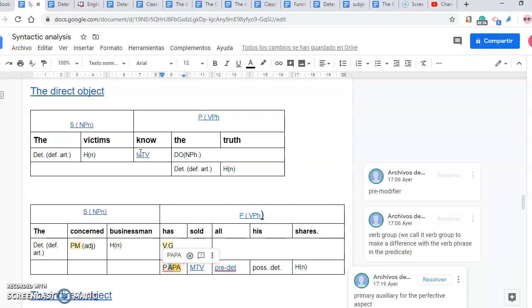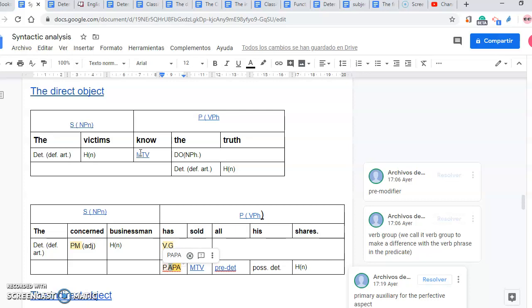How do we know that this is the direct object? Because it can be the subject in passive voice. The truth is known by the victims. So this is one way of knowing that this is the direct object. Anyway, there are some verbs that cannot be tested in this way. For example, have, because have is a middle verb, and middle verbs are transitive verbs that can't be turned into the passive voice. But we are going to see that later.